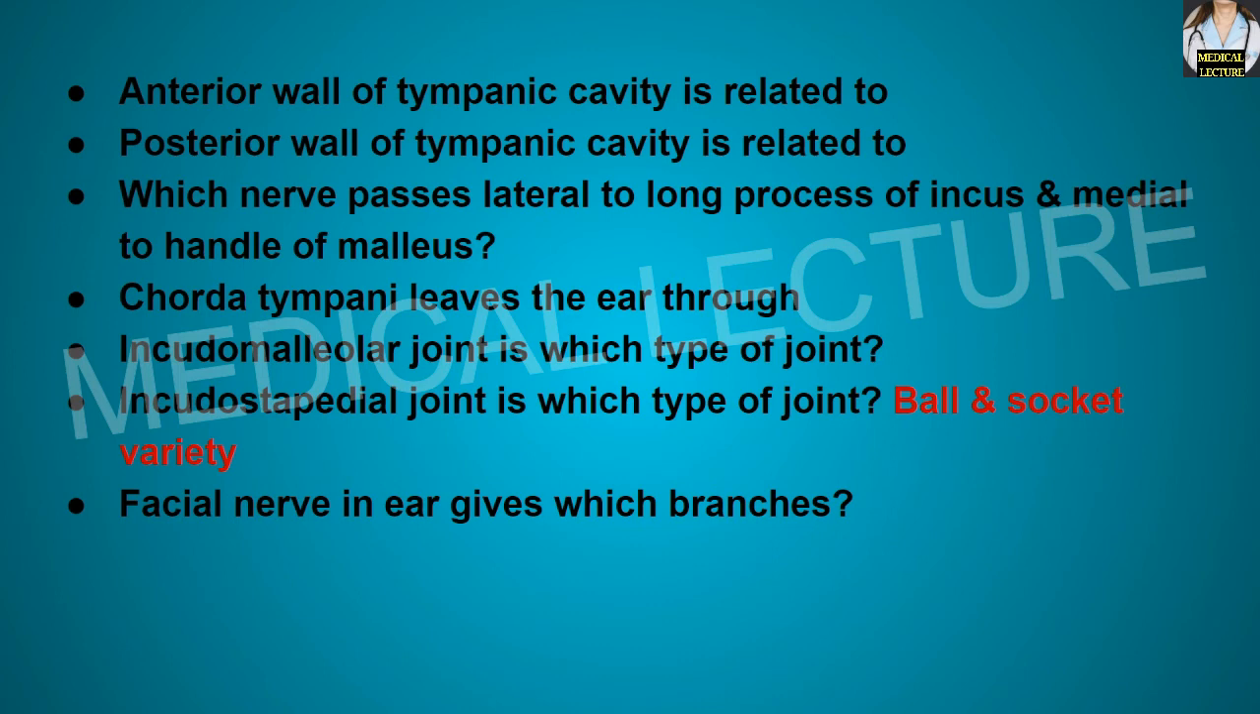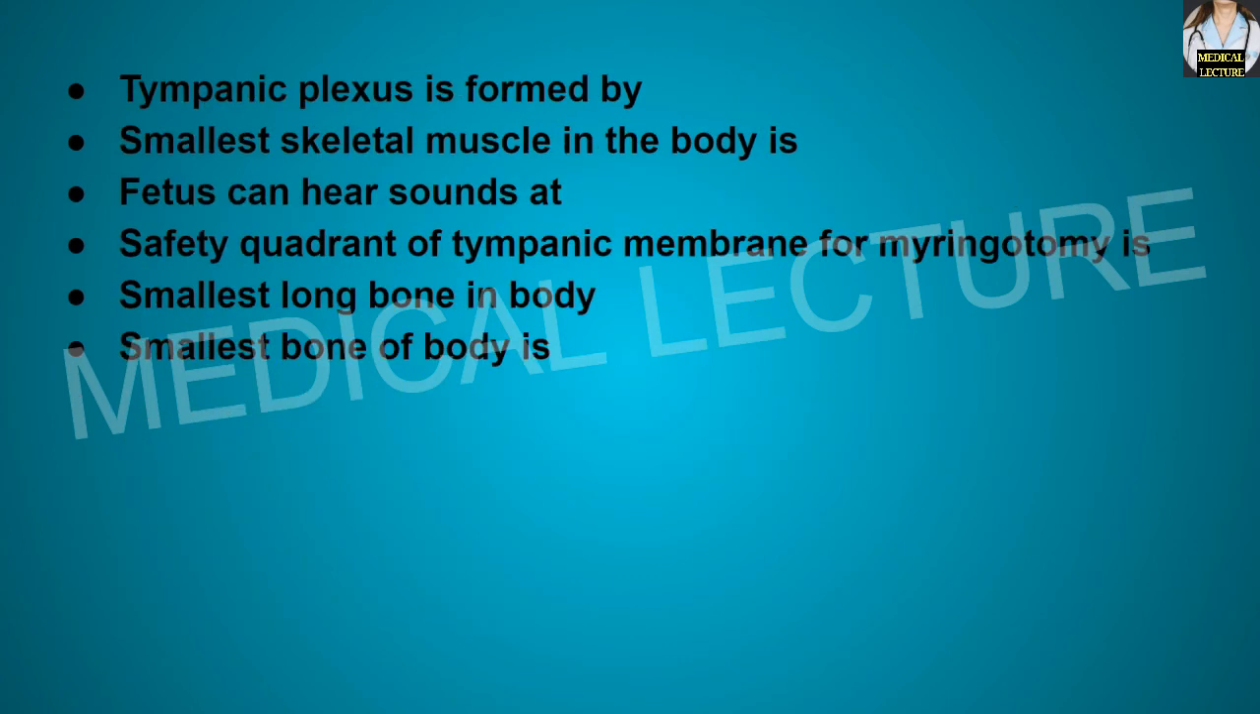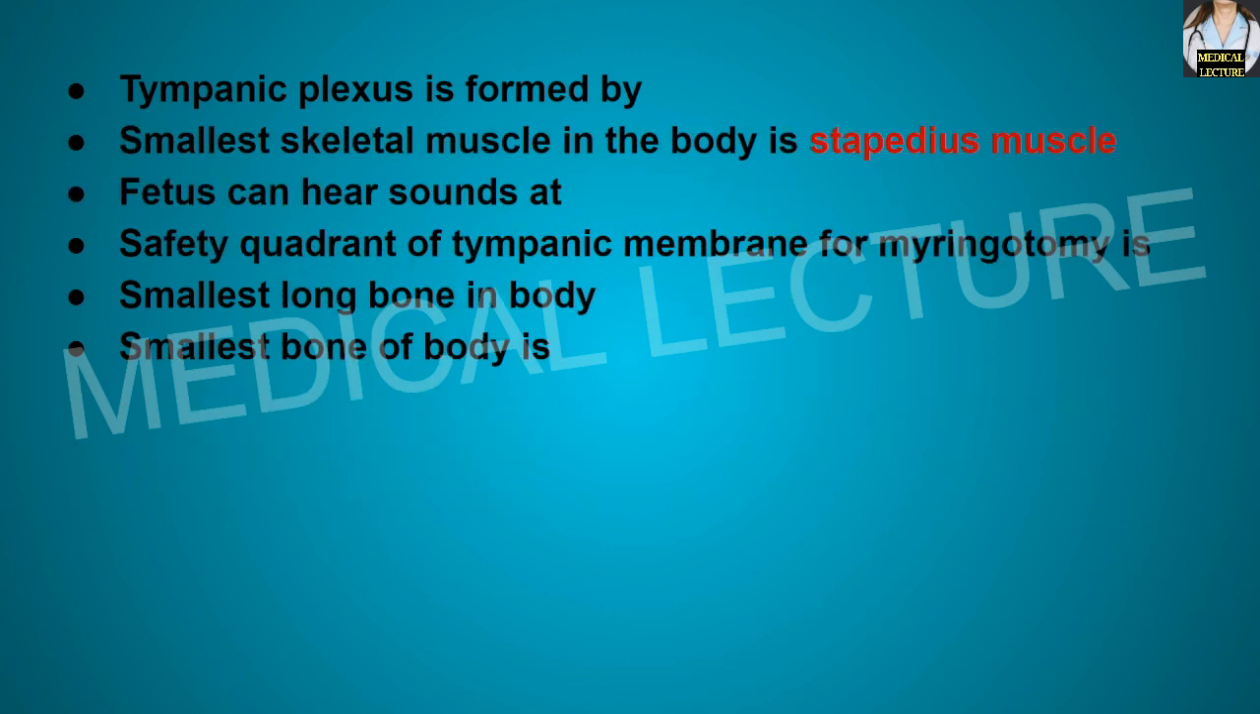The facial nerve in the ear gives which branches? It gives the chorda tympani nerve, the greater petrosal nerve, and the nerve to the stapedius muscle as its branches. The tympanic plexus is formed by which nerves? It is formed by the tympanic branch of the glossopharyngeal nerve, the superior and inferior caroticotympanic nerves, and also from a branch of the geniculate ganglion. Now which is the smallest skeletal muscle in the body? It is the stapedius muscle.